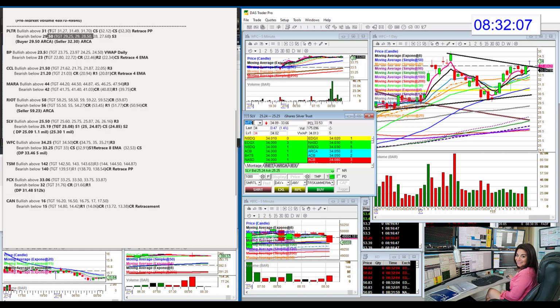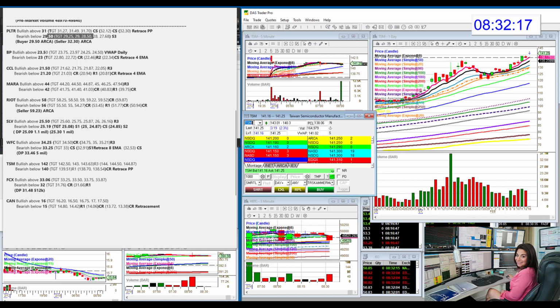All right, Wells Fargo had a 5 million print on Friday. So we're definitely on to this one. Bullish above 34.25 and bear below 33.25. Could be splashing right now, but we'll trade it level to level.